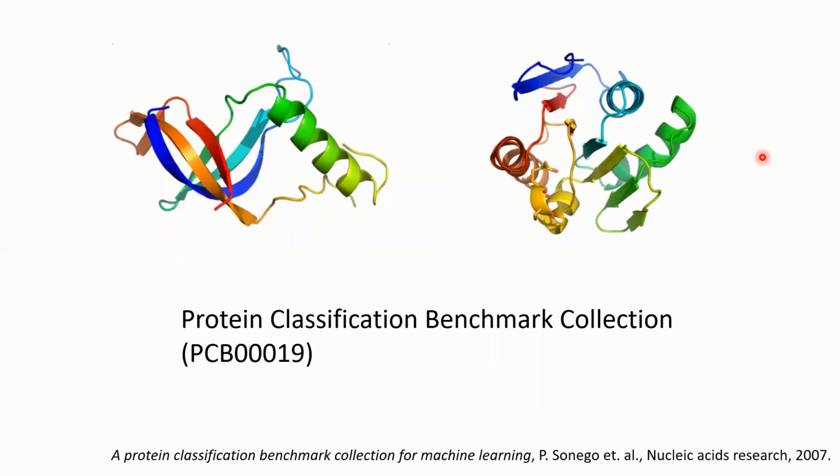So the protein classification benchmark collection is a data set of proteins that one would like to classify. So here are 2 examples from that data set. And then if one would like to do protein classification, then one feature that can be used, or at least a set of features that can be used, is the overall shape in R3 that the protein has.